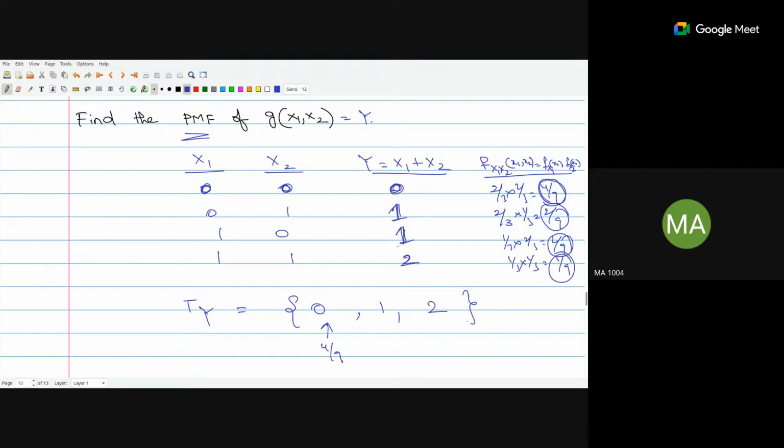For 1, you have two rows. So 1 you are getting when x1 is 0 and x2 is 1, and 1 you can get from when x1 is 1 and x2 is 0. So 1 you can get in 2 different cases, and each case has probability 2 by 9 and 2 by 9. Therefore, you have to add those probabilities. So this will become 2 by 9 plus 2 by 9, 4 by 9, and this will become 1 by 9. Okay, this is how you can do it by writing the table.